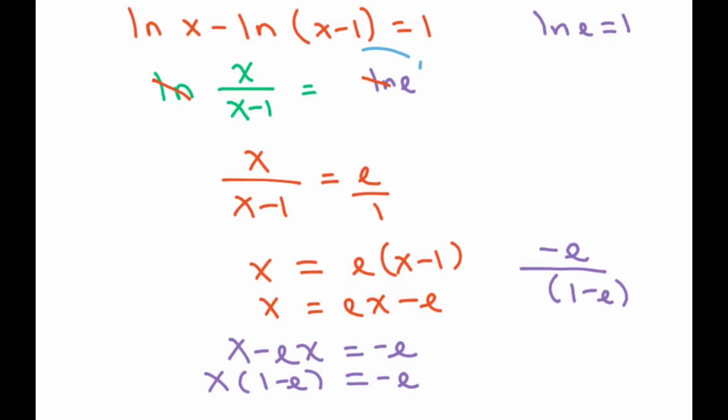Now what I'd like to do is go ahead and put this negative, instead of in the numerator, in the denominator. And when you do that, you get e over negative 1 plus e right there. So I flip that around, I get e over e minus 1. It just looks better.